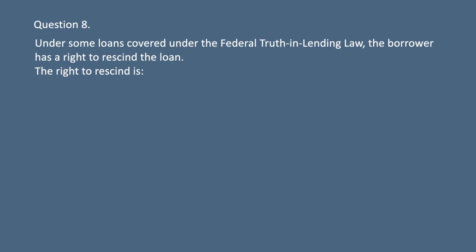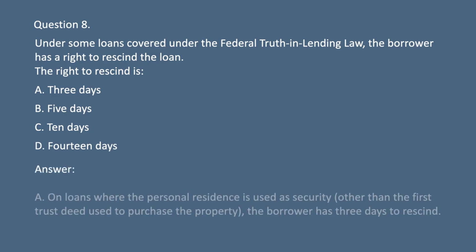Question 8. Under some loans covered under the Federal Truth in Lending Law, the borrower has a right to rescind the loan. The right to rescind is A. 3 days. B. 5 days. C. 10 days. D. 14 days. Answer. A. On loans where the personal residence is used as security, other than the first trust deed used to purchase the property, the borrower has 3 days to rescind.